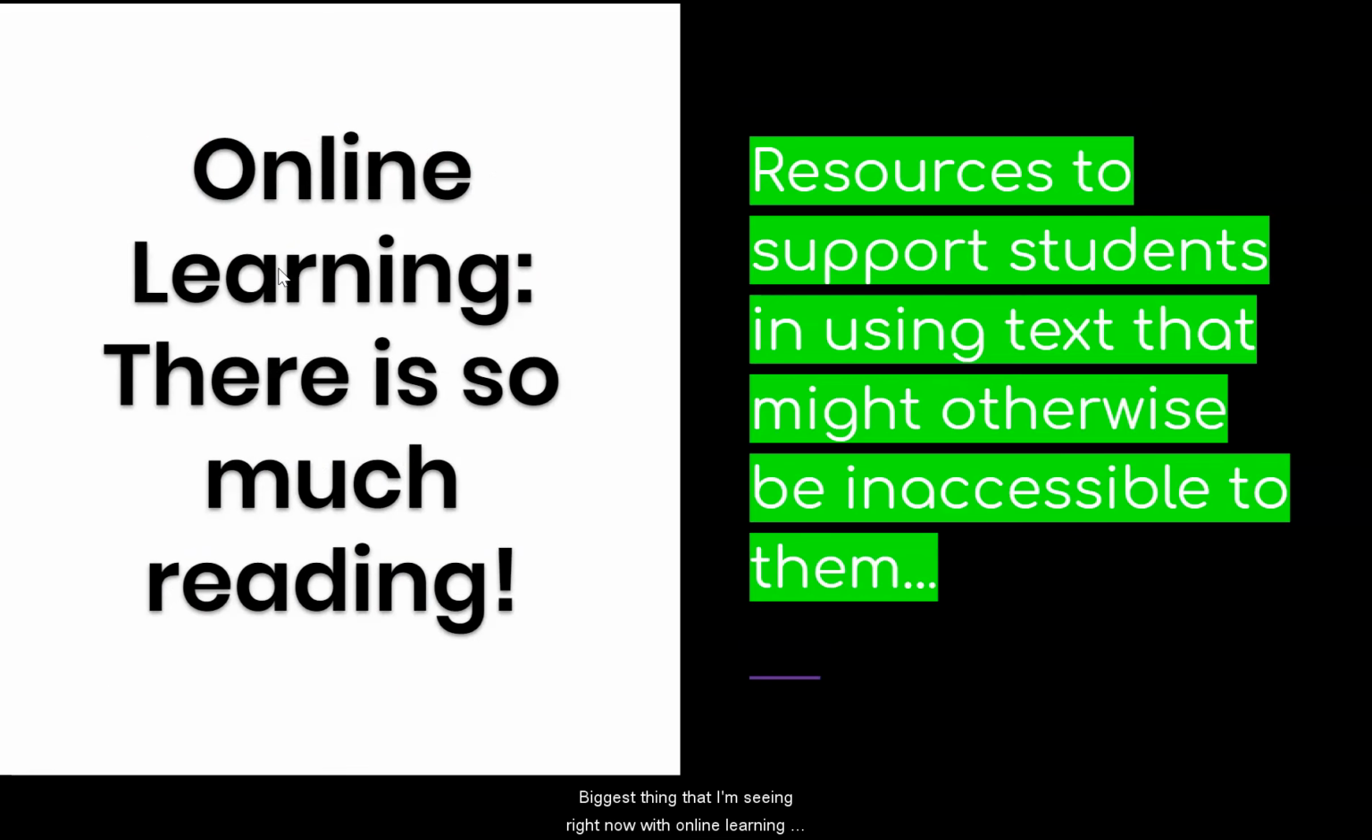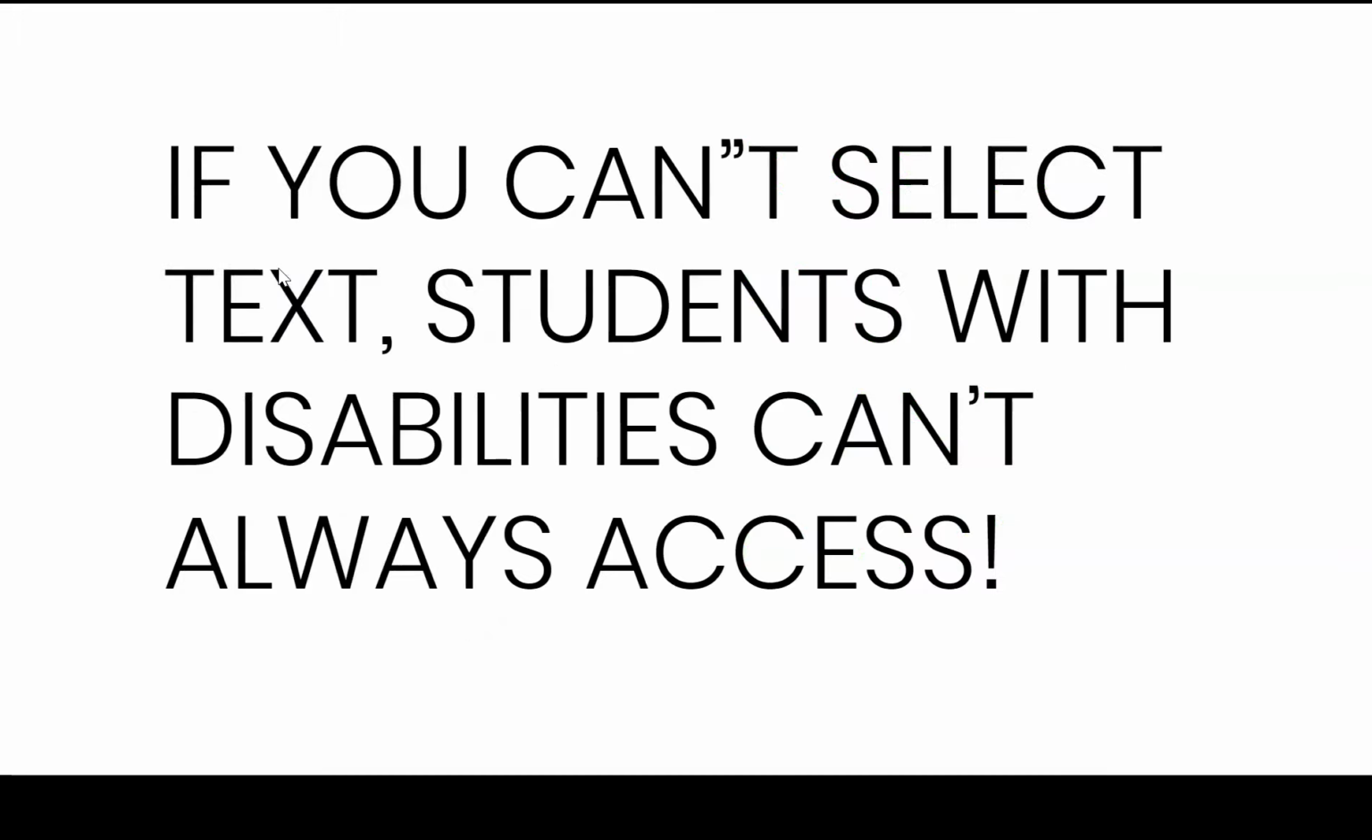The biggest thing that I'm seeing right now with online learning is that there is so much reading. Everything we're posting on Google Classroom requires a certain level of reading proficiency to be able to access. We have some kids that are slow readers. We have some kids that have poor decoding skills. And so we have to really look at, as classroom teachers, as special educators, is the content that's being posted within your assignments accessible to our students? And if that text is not accessible, then you just know that you might have students that can't access.